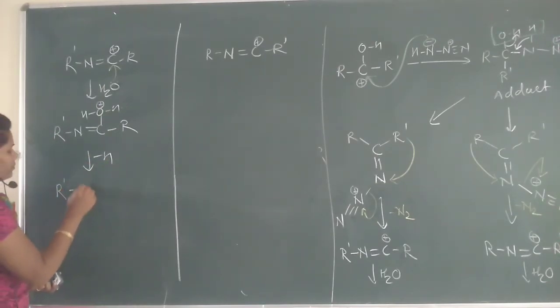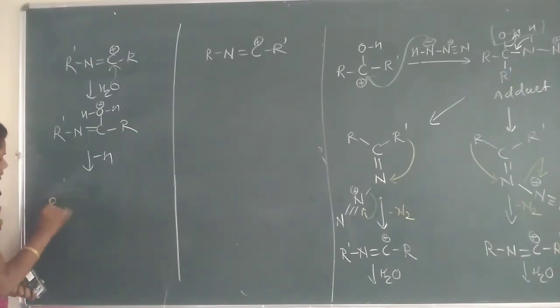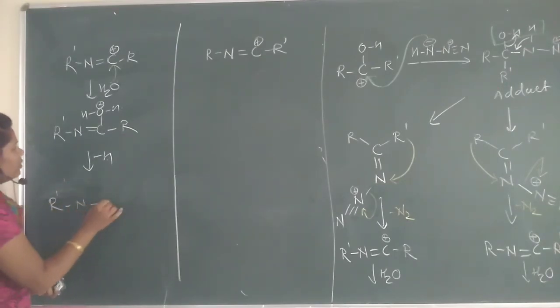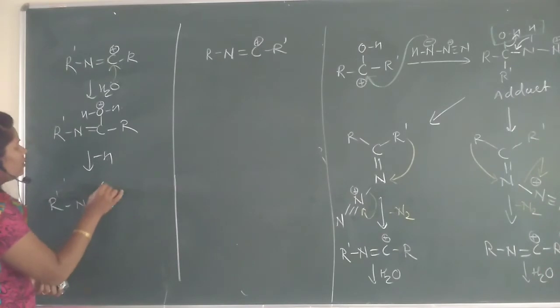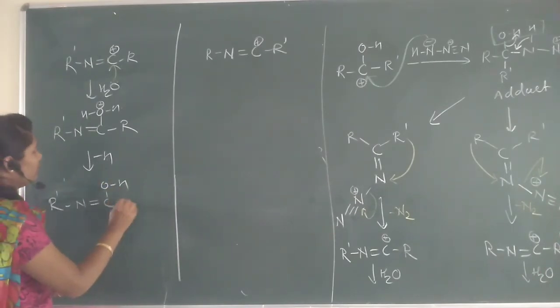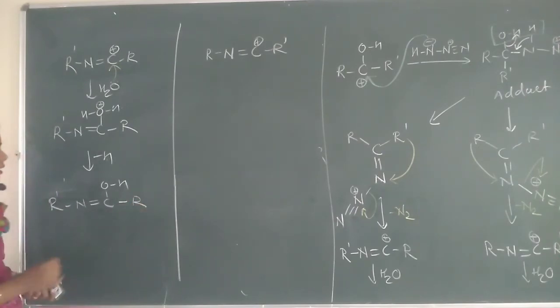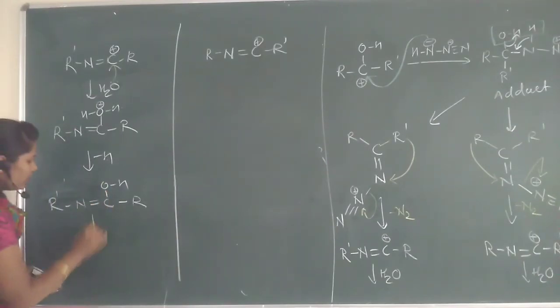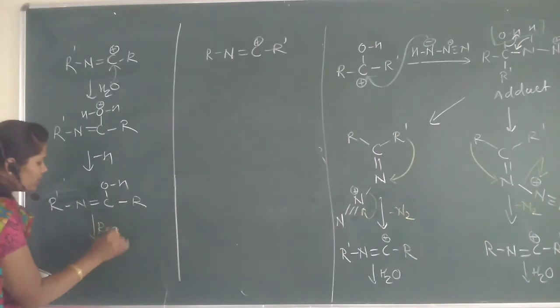R dash N double bond C O H, and here this is the R. Then on rearrangement reaction, what happened here? The rearrangement takes place.